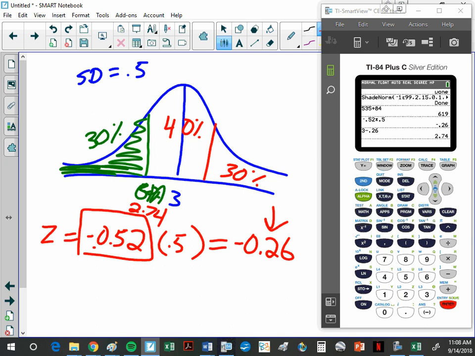So a person with the, oh, look at that. That's creepy. A person with the GPA of 2.74 is in the 30th percentile.